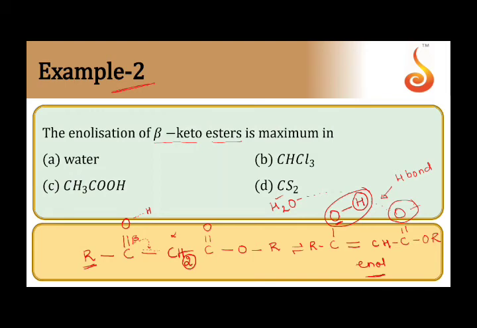Hence, we say that an enol form is obtained in more quantity, or is more stable, if the solvent is non-polar. In all these examples, the only non-polar solvent which is present is CS2, carbon disulfide. Carbon disulfide looks like this. It has dipole moment 0. So, therefore, this is a non-polar solvent.